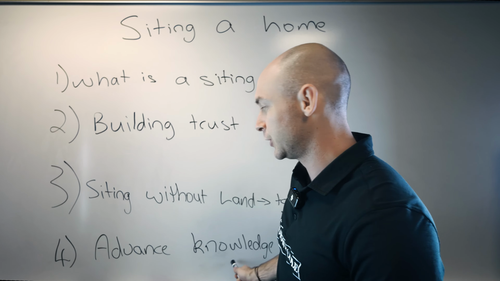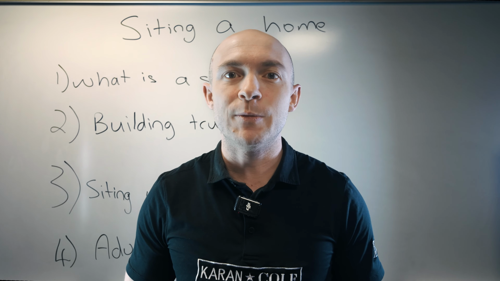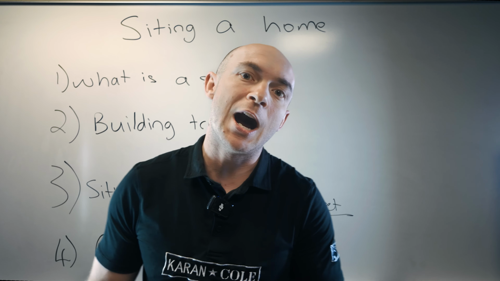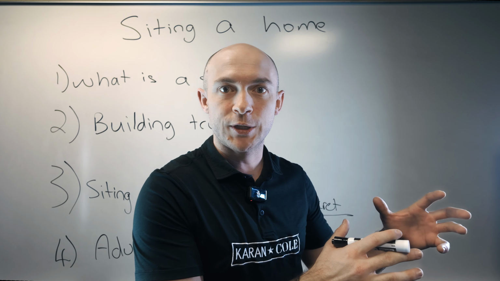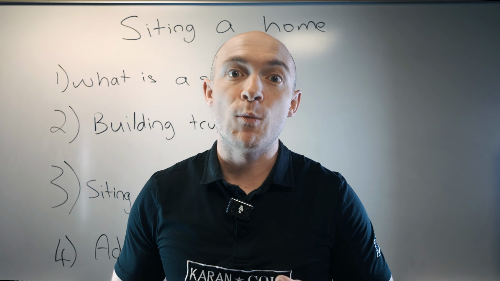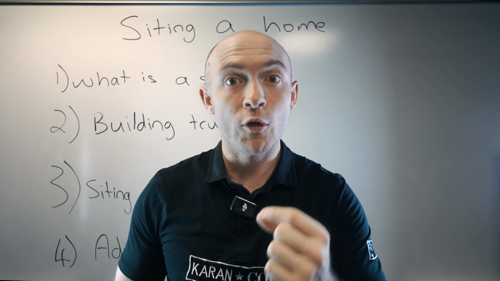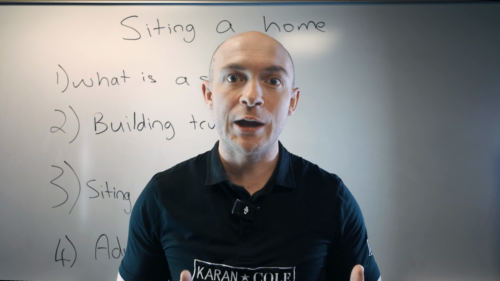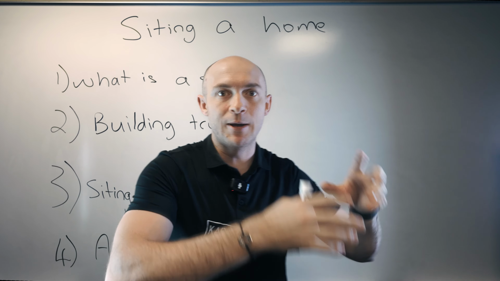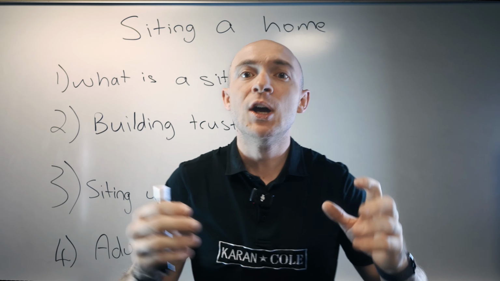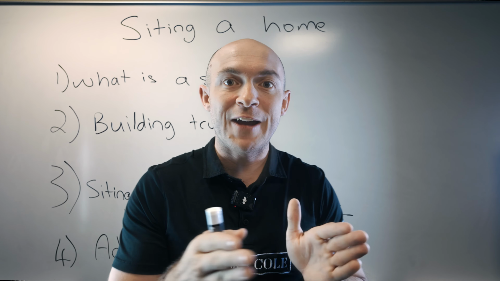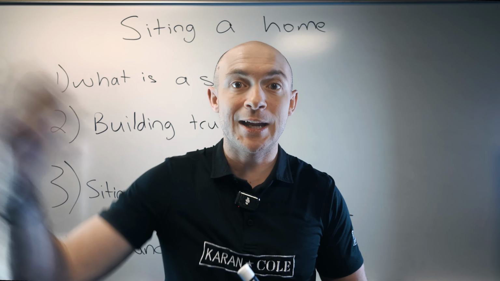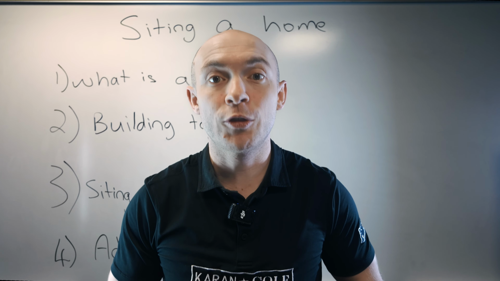Finally, advanced knowledge. There are a few things you need to understand with sighting a home that go a little bit above what the general client's knowledge is going to be. Number one, when you're sighting a home, you need to understand solar orientation. So what is solar orientation? Depending on where you live in Australia, whether it's super hot in the summer, cooler in the winter, there's going to be a certain way you should face the home to maximize the sun energy, or the heat from the sun, throughout your home.